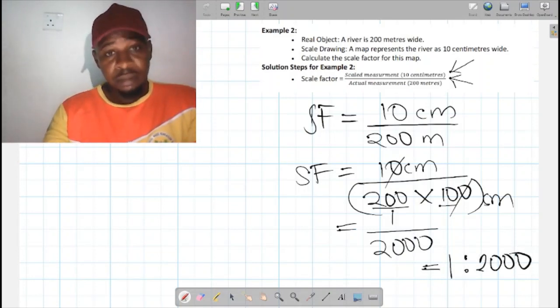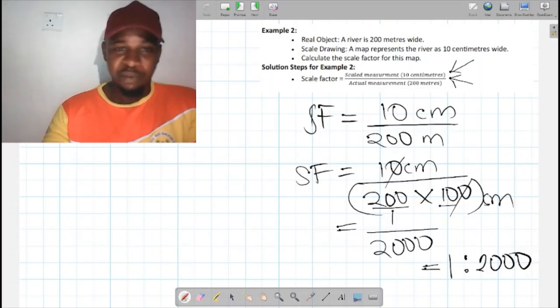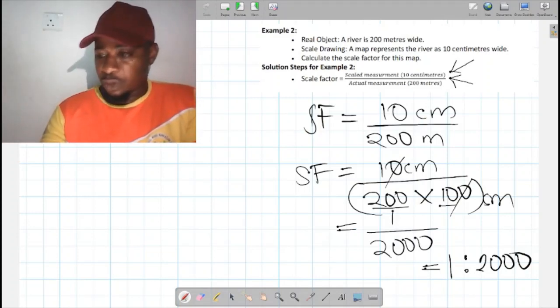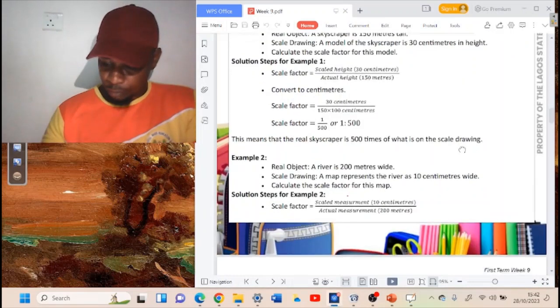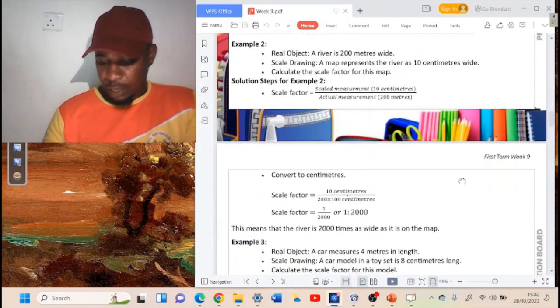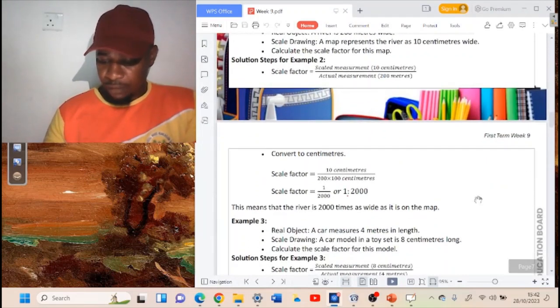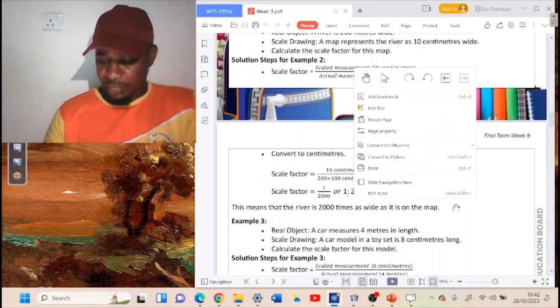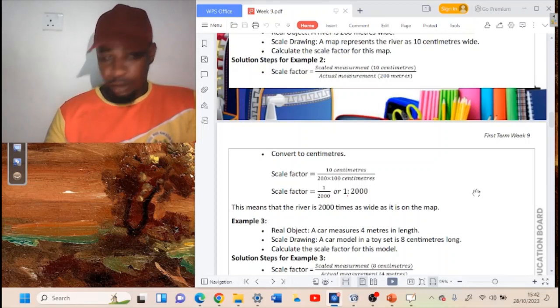So what does that mean? It means that the river is actually 2000 times wider than what it is on paper. And what helps us to get that? It is scale drawing. Let's see if we're correct. Should we want 2000? Yes, of course it is. We are correct.